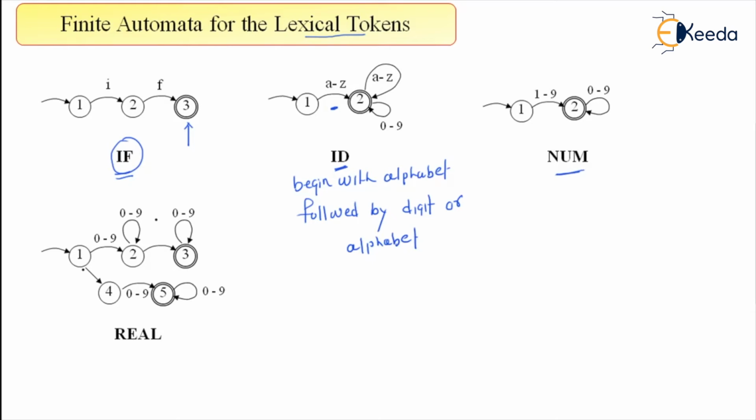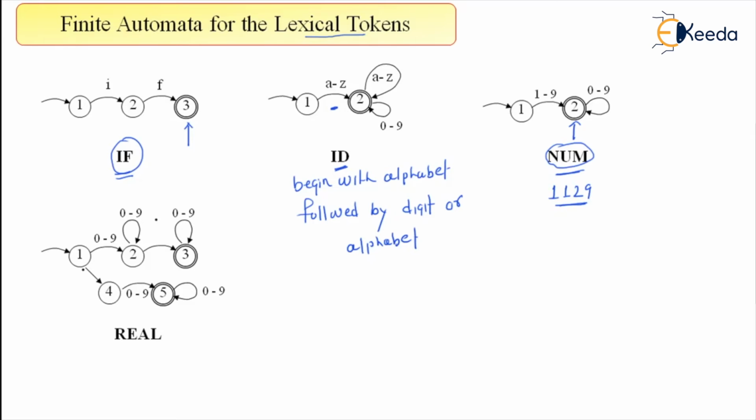A number begins with, let's say, a numeric decimal value, like 1, followed by it can be again 1 and 2 up to 9. So this is a number, and if you are here after scanning numbers, then I will treat that token as a number token.